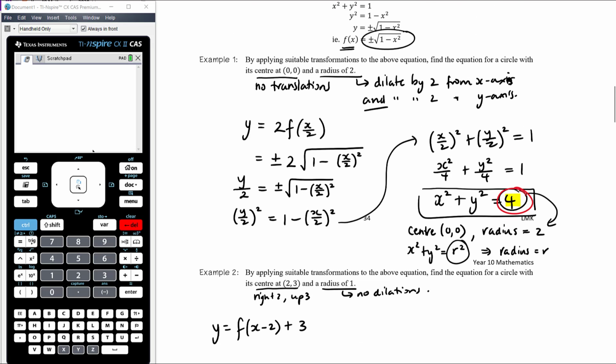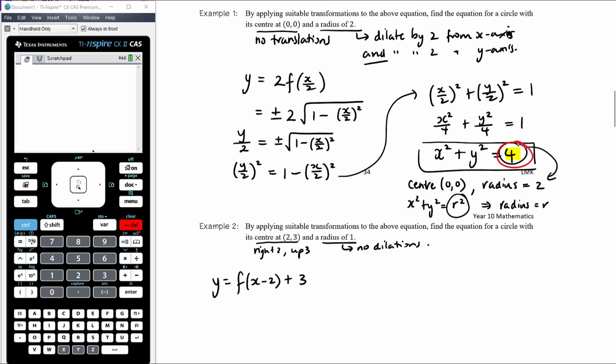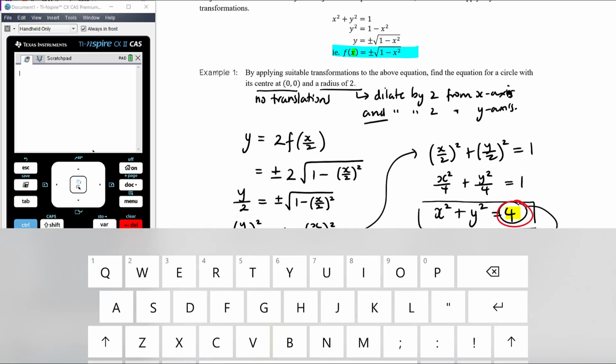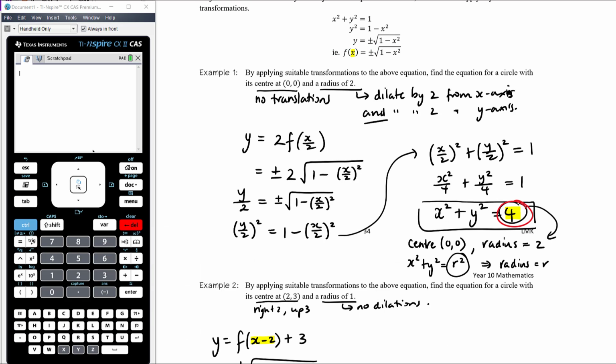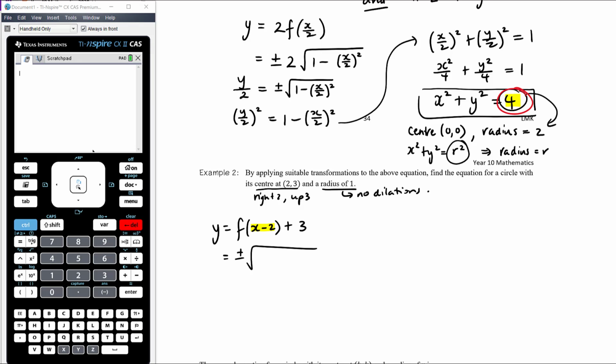So thinking about the fact that this is our function up here, f of x equals plus or minus square root of 1 minus x squared. Okay, so it's going to be plus or minus the square root of, so remembering we're going to take the x minus 2 and replace the x's in the function with x minus 2. So it's going to be under the square root 1 minus (x minus 2) all squared. Okay, so this is 1 minus (x minus 2) all squared. And then we've got the plus 3 outside of the function, so separate from the square root.